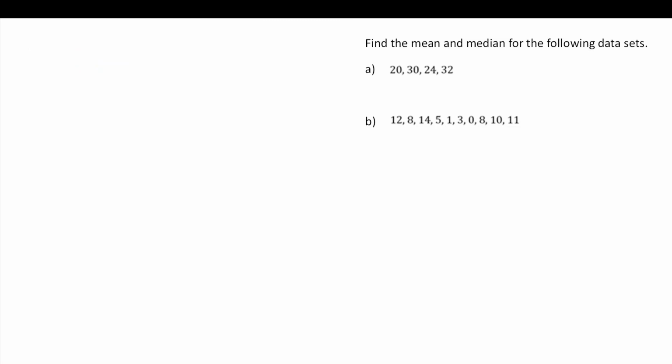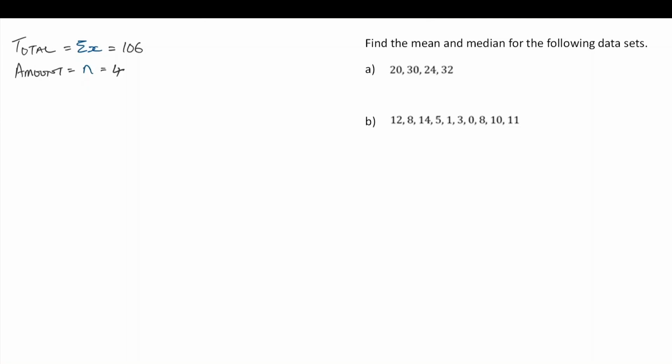In this question, we've been asked to find the mean and the median of the following data sets. So, to find the mean, being an average value, we need to find the total. We've started to use this notation, sum of x, the total of all the x values. In this case, the sum of x is 106. We need to know the amount of values we're working with. We use the notation n. In this case, it's 4.